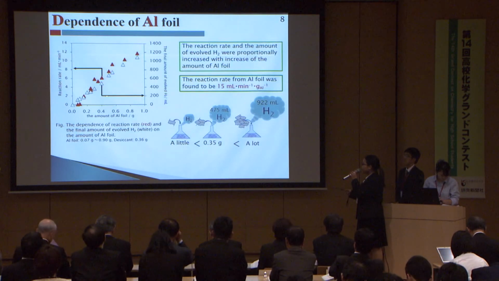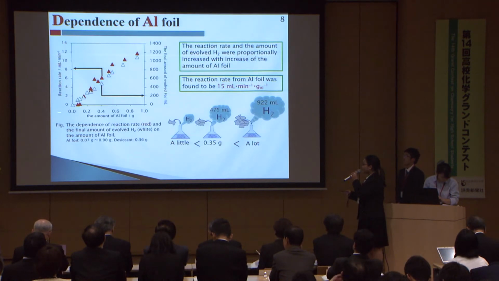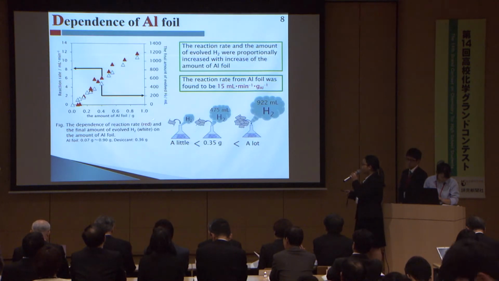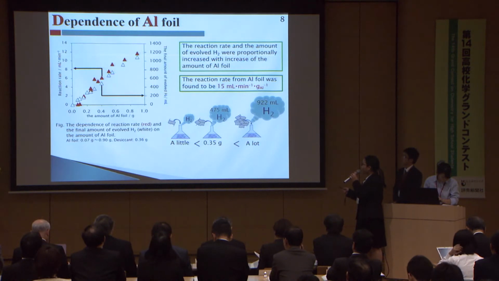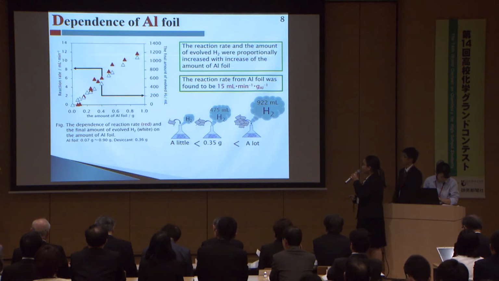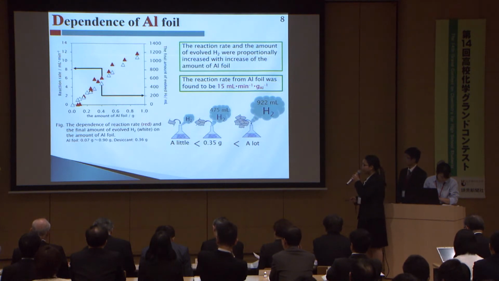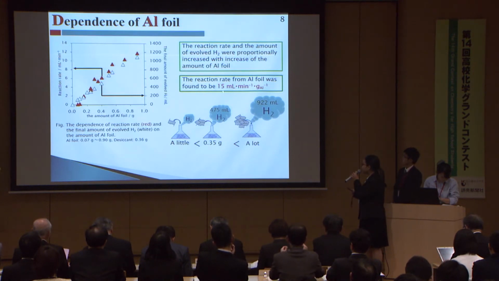Next, this figure shows the dependence of reaction rate and the final amount of evolved H2 on the amount of aluminum foil. Red plot indicates the reaction rate. White plot indicates the final amount of evolved H2, which is the amount at the end of the reaction. Increasing the aluminum foil usage, the reaction rate and the final amount of evolved H2 increased proportionally with the amount of aluminum foil. We revealed that the reaction rate from aluminum foil was 15 milliliters per minute per gram aluminum.